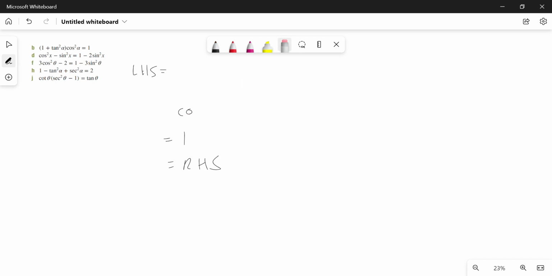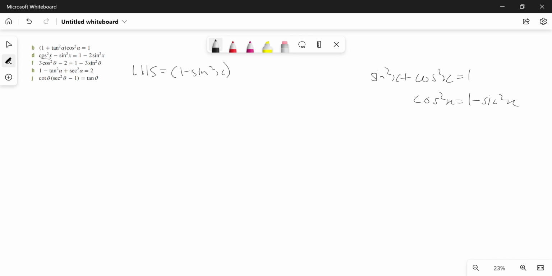Okay, for D, what do we have for D? We've got a cos squared minus a sine squared. So what we can do is remember that sine squared plus cos squared x equals 1. So let's make cos squared the subject, which is 1 minus sine squared x. Instead of this cos squared here, let's substitute in 1 minus sine squared x.